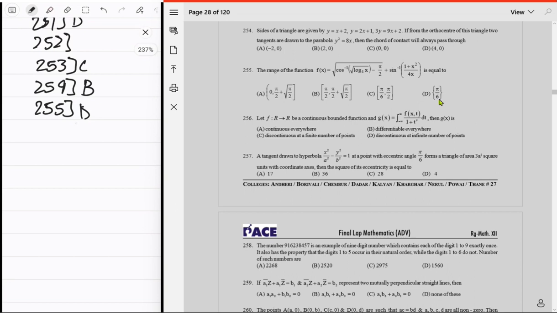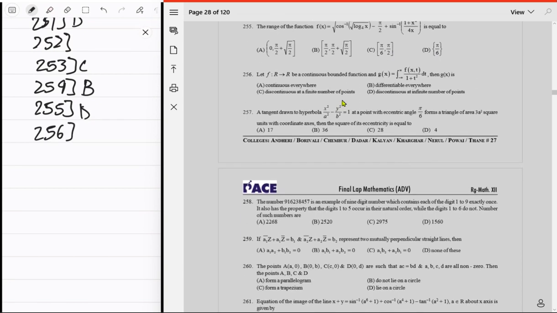Next question, 256. Let f from real to real be a continuous, bounded function, and g be equal to this. This is done, right? Then g is, right. So we already know that if f of x is f comma t, only a function of x, then you take f x outside, and it becomes just some constant times f. So you said it is continuous, you never said it is differentiable. So g might not be differentiable, right? But it is continuous everywhere at least. So A is correct, I think.